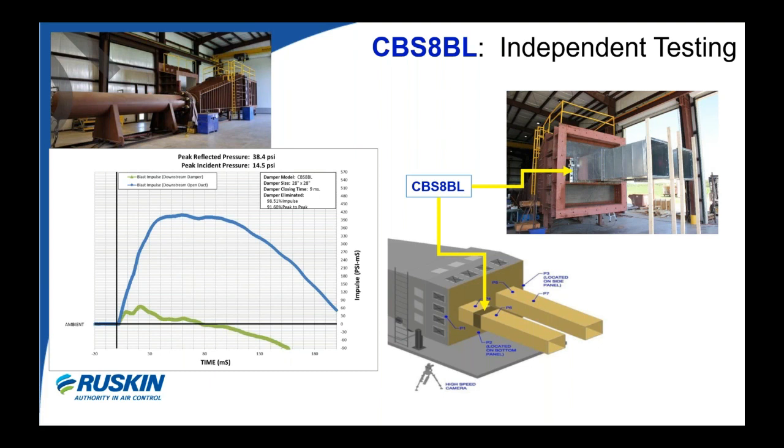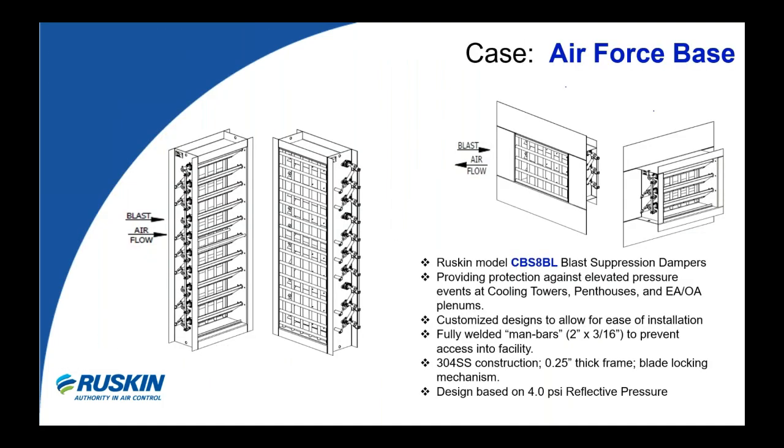A recent installation of the Ruskin model CBS8BL blast suppression damper can be seen at an Air Force base in Nebraska. The blast dampers were required to provide protection against peak reflective pressures of 4 psi and were mounted either to the face of structural steel or within concrete walls at exhaust and outside air plenums, cooling towers, and in penthouse assemblies. The dampers were customized with 10-inch front flanges, or sometimes called face plates, for ease of installation into concrete walls, were constructed entirely of 304 grade stainless steel material and included fully welded security bars, or man bars, to prevent intruders from gaining access to the facility through the damper openings.